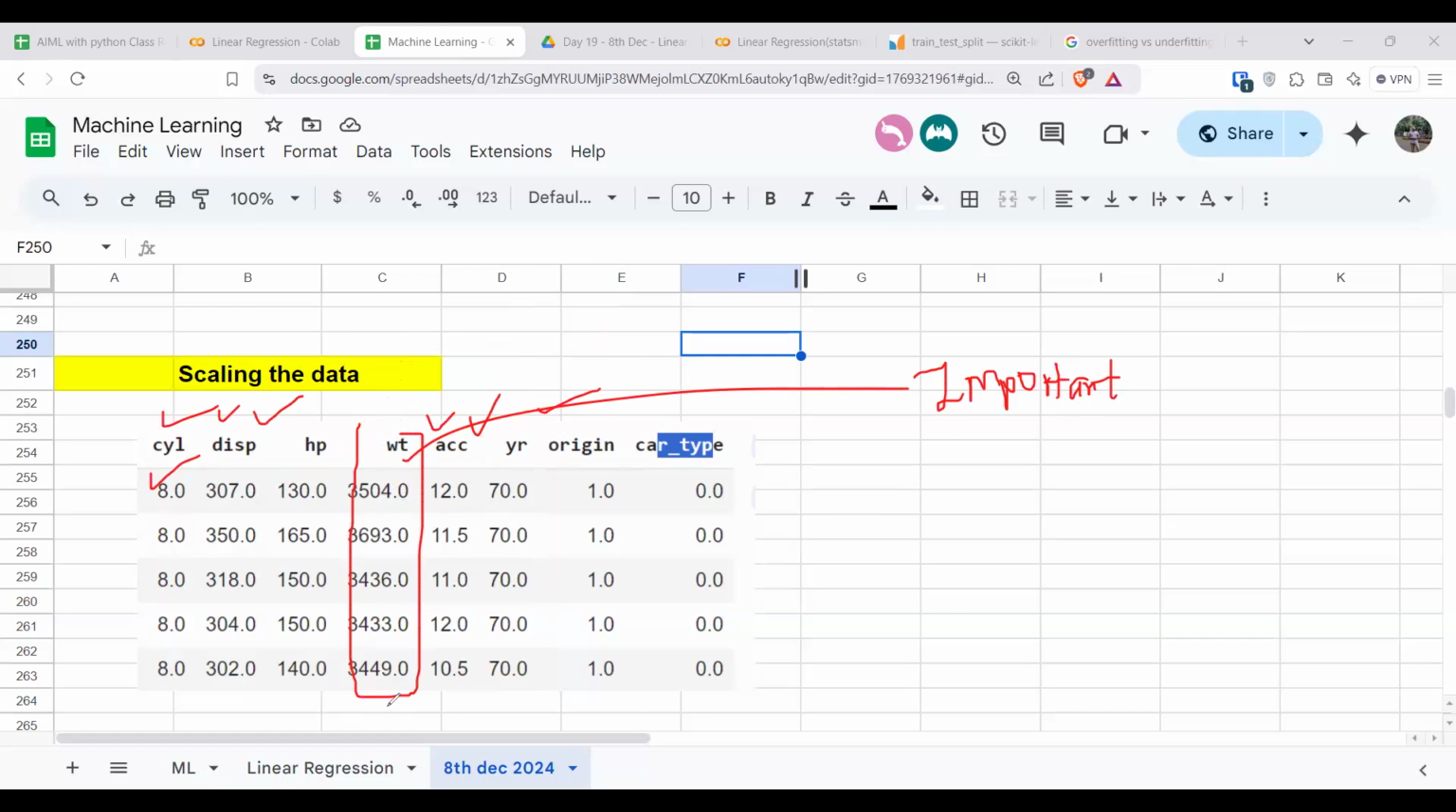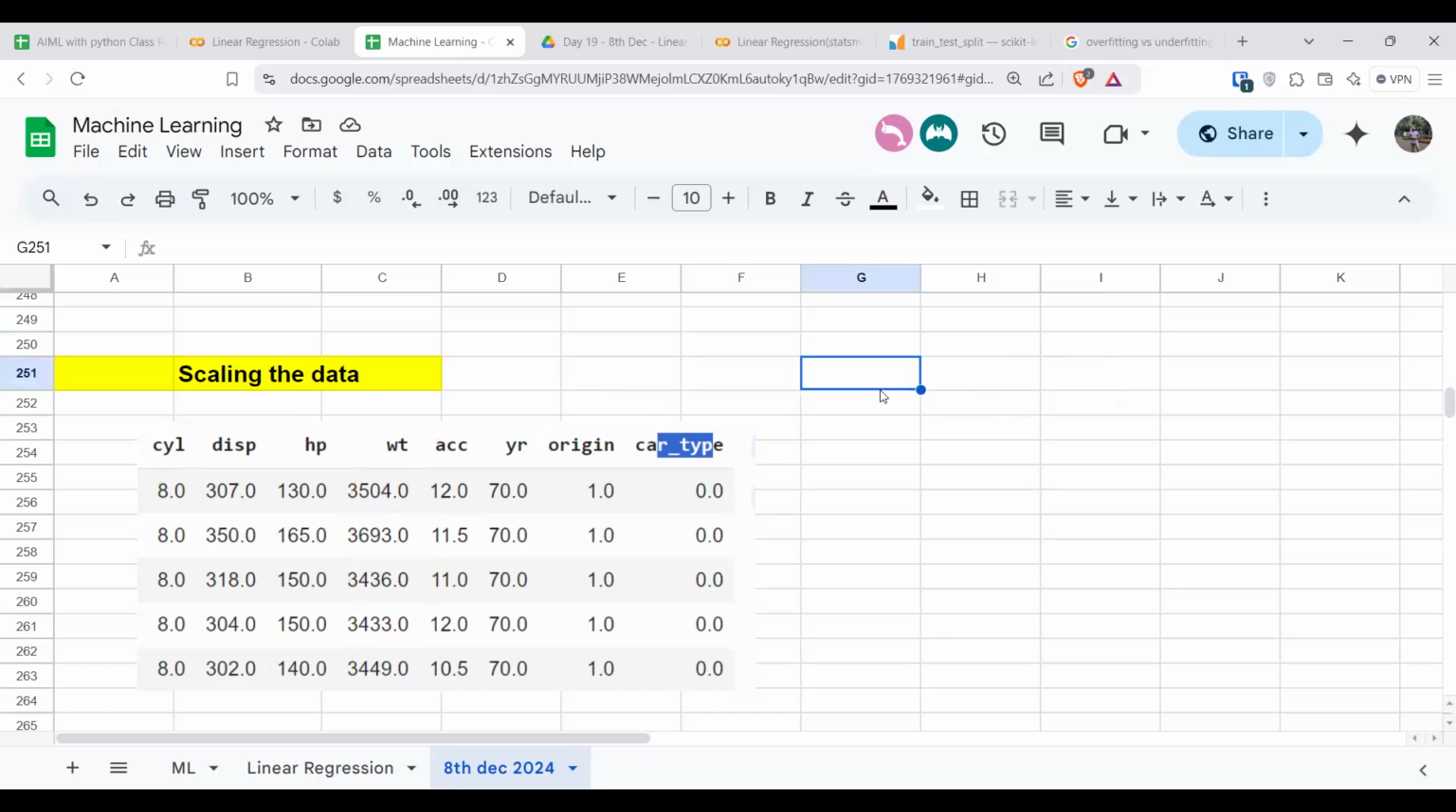And this particular effect of giving more weightage to a single variable which has higher digits is known as scaling effect. What is scaling effect? It will give more importance to the weight column, right, rather than other columns. That is known as scaling effect.